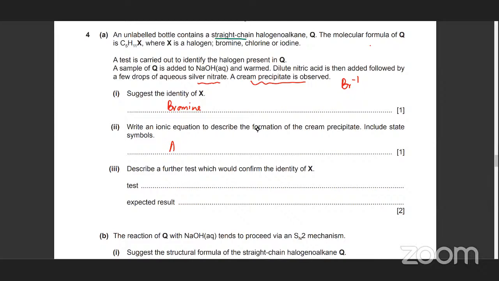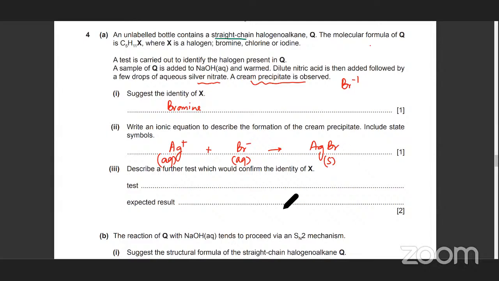So what happens is that Ag+1 in silver nitrate would combine with the Br-1 that are coming from the halogenoalkane, and they form an insoluble precipitate because AgBr is insoluble. So they form this insoluble cream precipitate of AgBr solid.